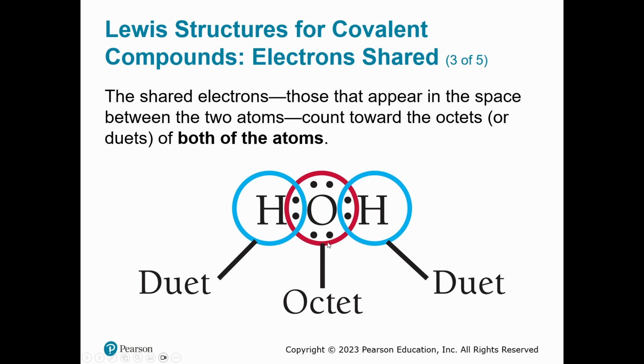If something has less than its octet, we call this hypovalent. If something has more than its octet, we refer to this as hypervalent. We'll see a few examples of this. I'm not going to try to give exam questions on this or anything like this, but you will see it. Sulfate and phosphate are examples of hypervalent polyatomics.